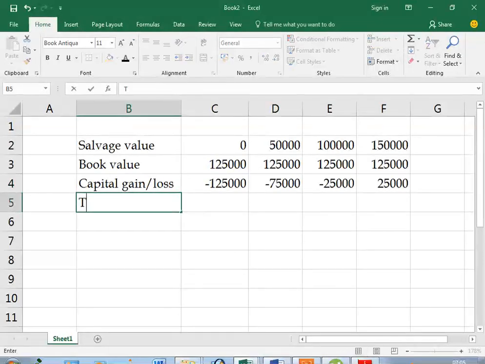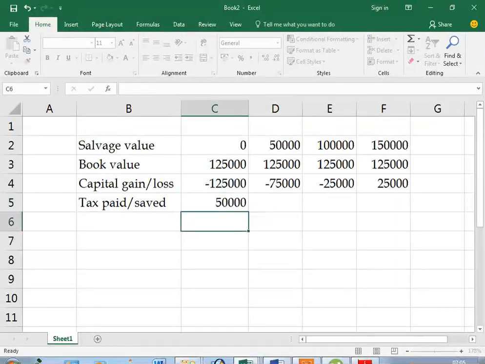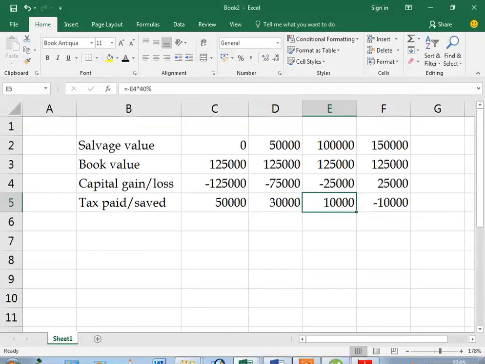Now what you need to do is, for this there will be something called as tax paid slash saved. When you have loss, you will save tax. Why do you save tax? This loss will be offset against some other profit and ultimately my tax payment will come down. So whenever there is a loss, I am going to save tax. Let's assume the tax rate is 40%. So in one scenario I save 50,000 tax, 30,000 tax, 10,000 tax, and I pay 10,000 tax in the last scenario.